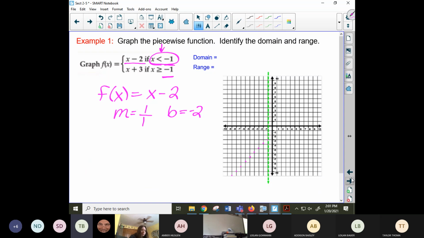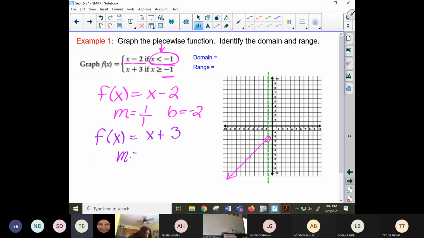Do you guys get that this should be open, right? And then you're going to go down like this. Okay, so now I did half of it. Now what I have to do is do that other line. Okay, so what I'm going to do now is graph f of x equals x plus 3.